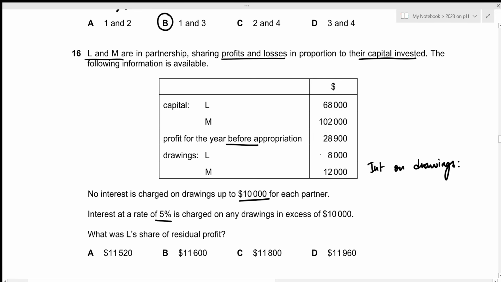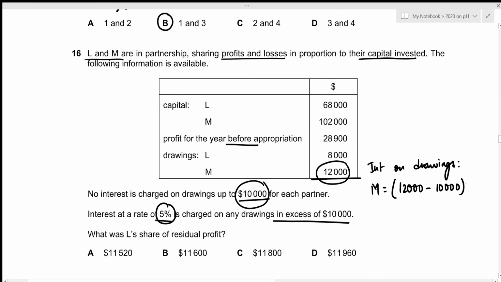For L, we can see that the drawings is 8,000, which is less than 10,000, right? And no interest will be charged on drawings up to 10,000. So no interest on drawings will be there for partner L. But for partner M, we can see that the drawings is 12,000, which is greater than 10,000. So the excess of 10,000 is just going to be 2,000 in this case, right? So for M, that will be 12,000 minus 10,000. This is a calculation of the excess amount beyond 10,000. Then we need to charge a rate of 5% to this value. So that's times 5%. So this gives the interest on drawings for partner M to be 100. Okay. Now we first need to calculate the residual profit.